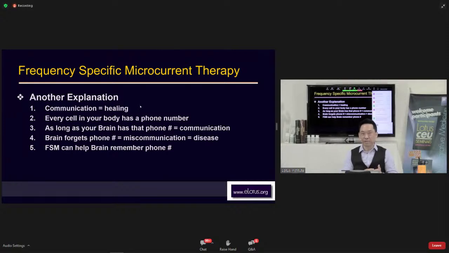So I like to use this explanation. This is all, again, with my treatment principles of communication. So imagine every single cell, let's just say organ, in your body has a specific phone number. Your liver has a phone number. Your spleen has a phone number, right? As long as your brain, your CPU, your central nervous system has that phone number, then there is direct communication, right? Because if your brain has that phone number, it can call that organ and there's direct communication.